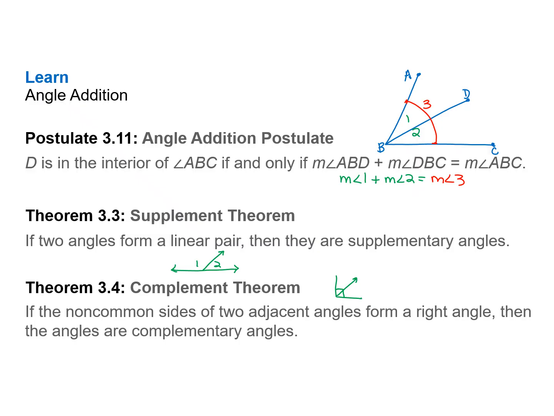Our supplements theorem states if two angles form a linear pair, then they are supplementary angles. And I drew an illustration here. So here we have a straight line, right? And I have divided that into two separate angles. So in that straight angle, we've divided it into two. So angle 1 and angle 2 make up a linear pair. So if two angles form a linear pair, then they are supplementary angles. If you remember us saying earlier, all linear pairs are supplementary.